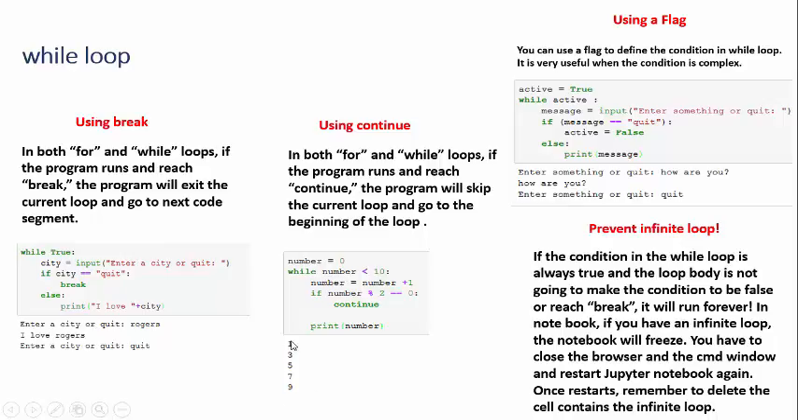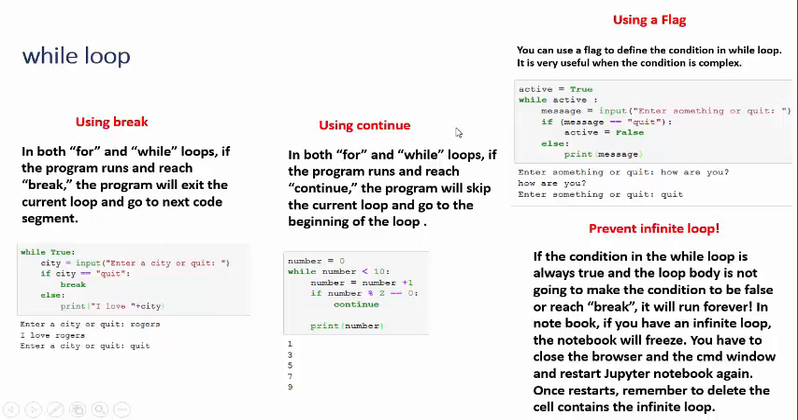So any even number is not going to be printed out, but all the odd numbers are going to be printed out. And whenever it reaches 10, because 10 is not less than 10, it's going to finish the while loop and go to the next code segment.